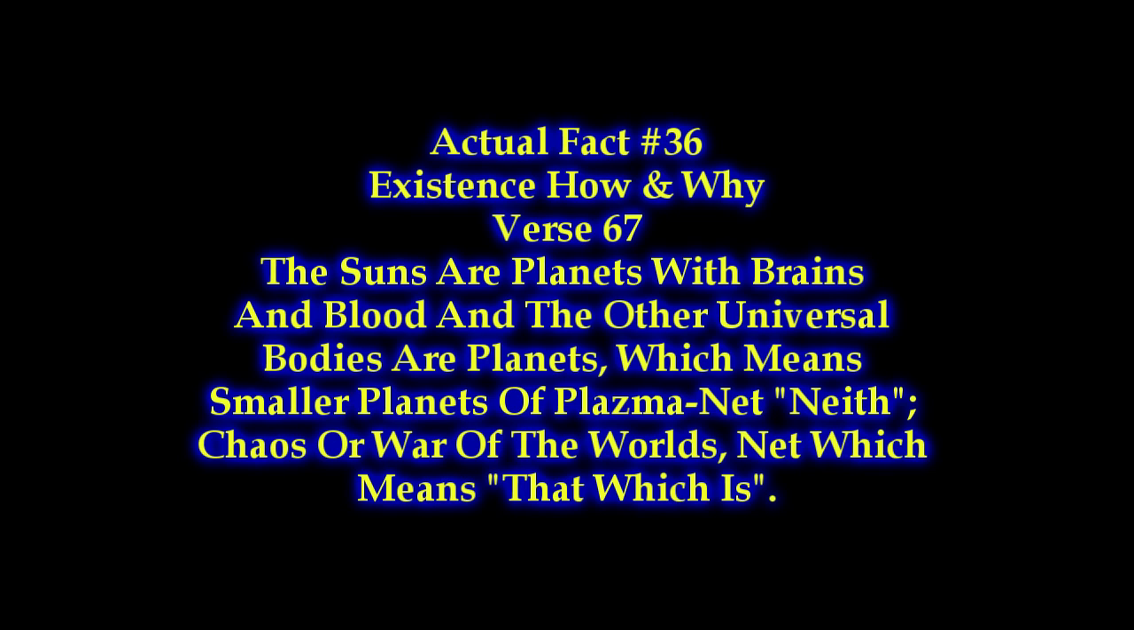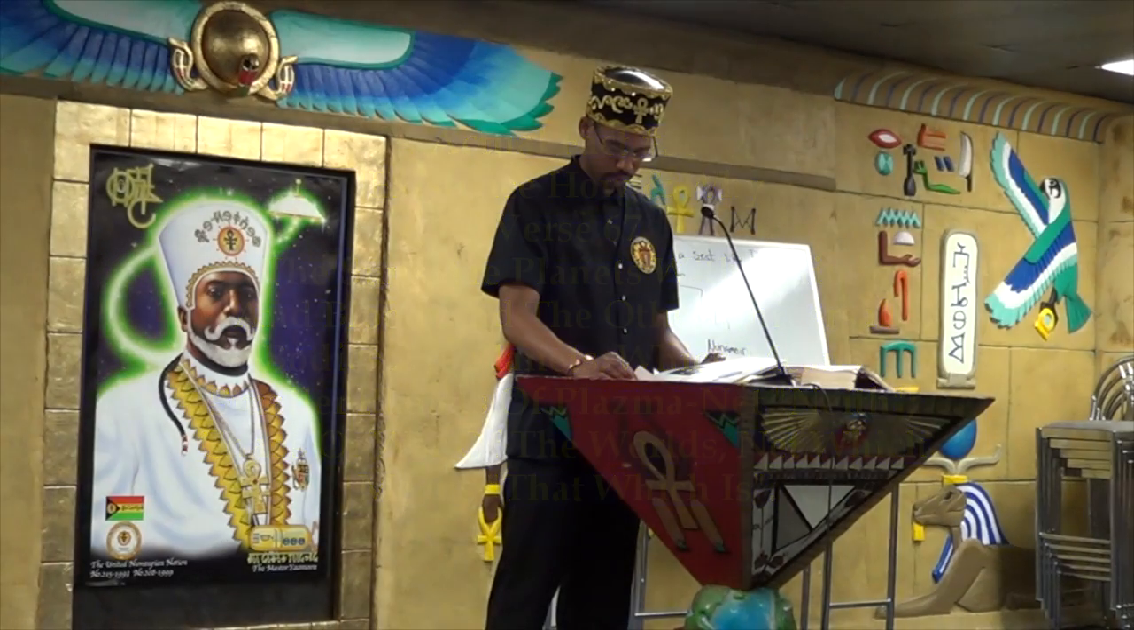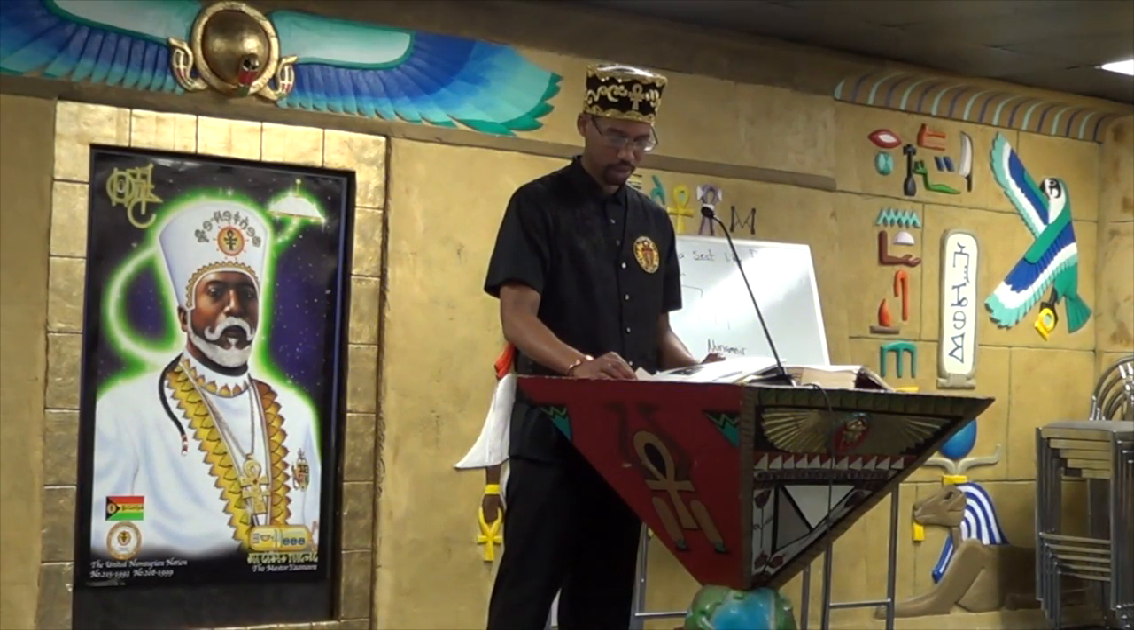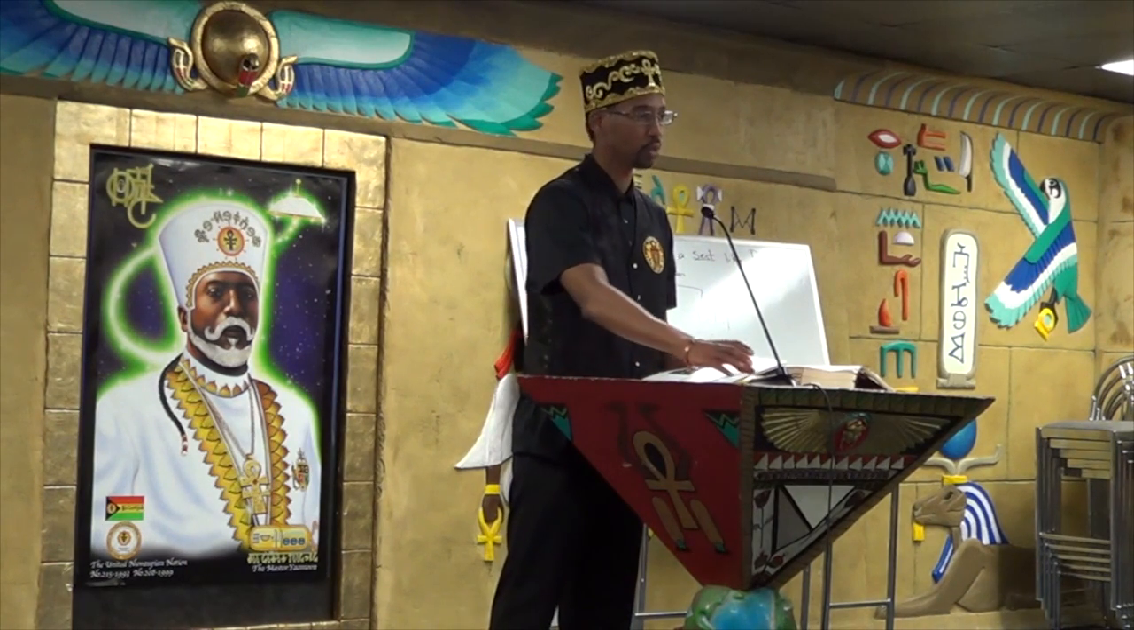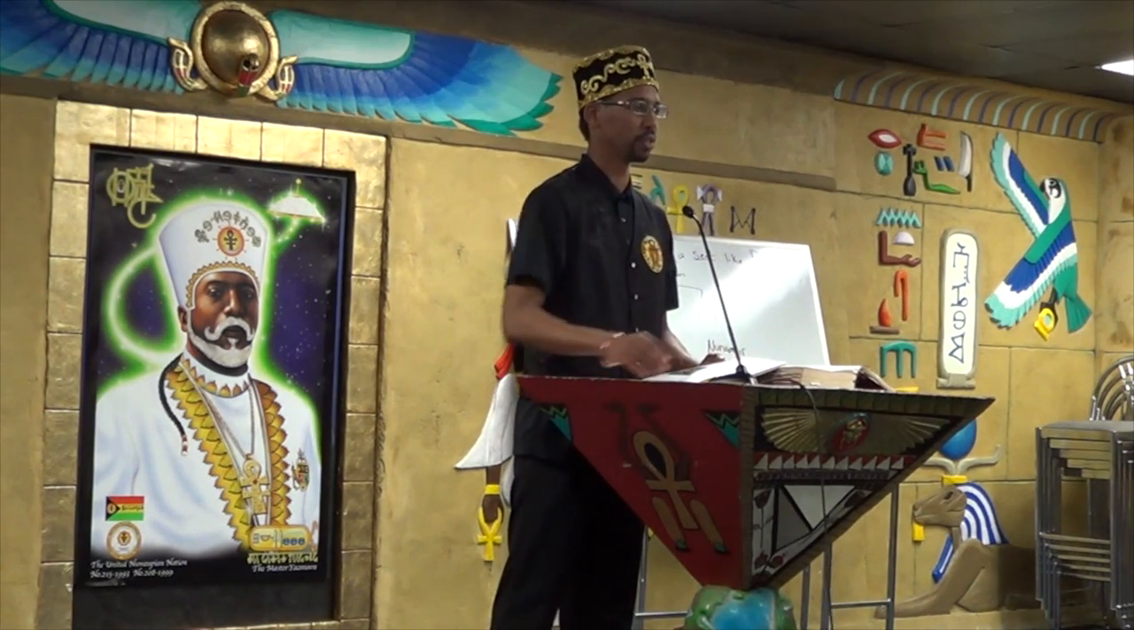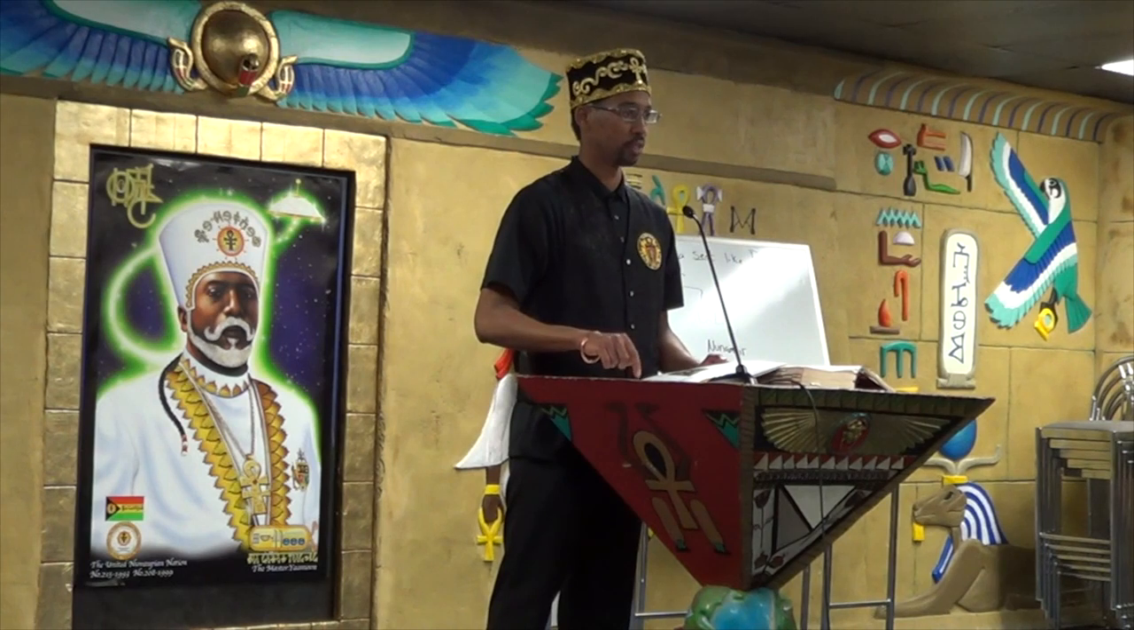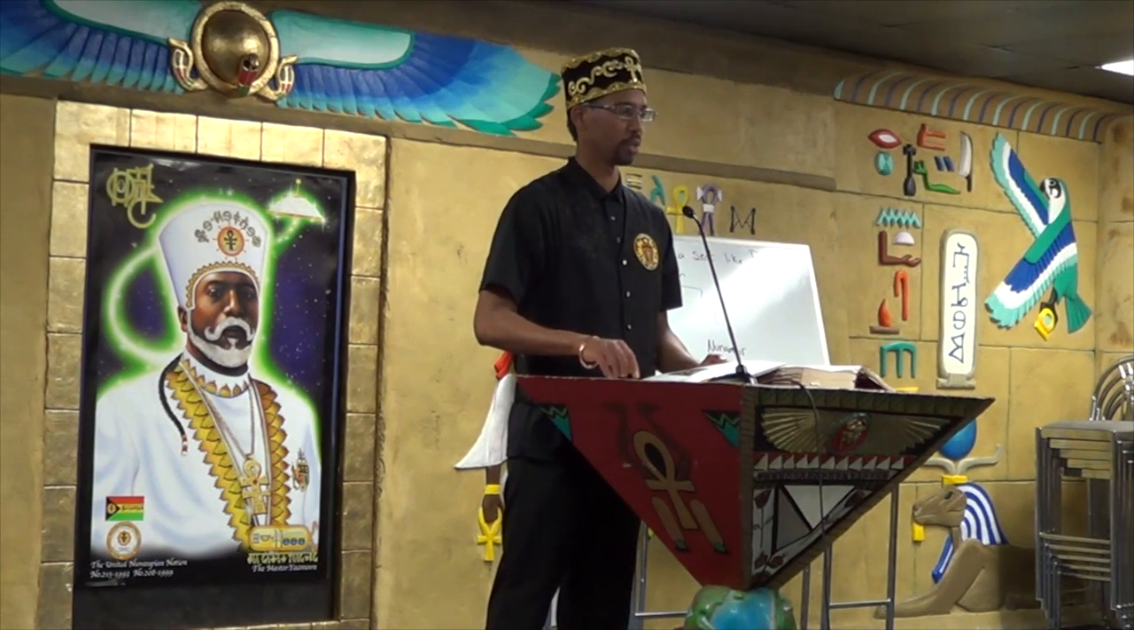The suns are planets with brain and blood, and the other universe bodies are planets, which means it has a consciousness, which means smaller planets or plasma nets. Niyeth, chaos or war of the world. Net, which means that which is now known. So this is how a planet is formed, basically. Are you good with that particular question? Okay, all right. Go ahead, brother.